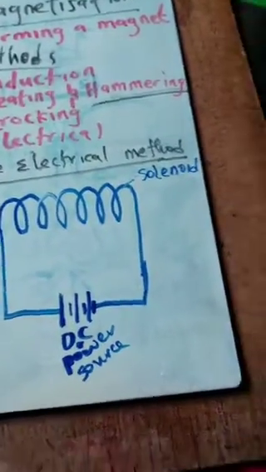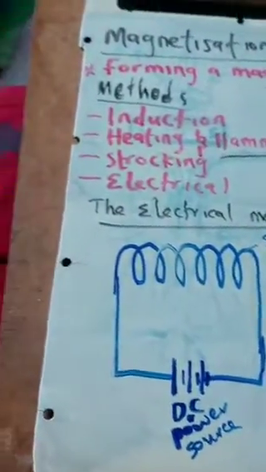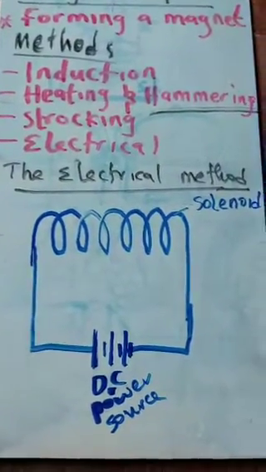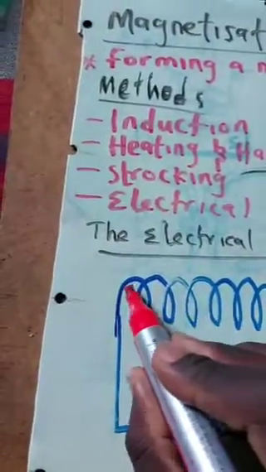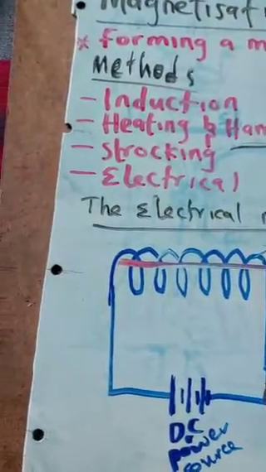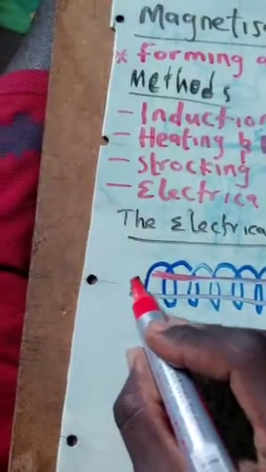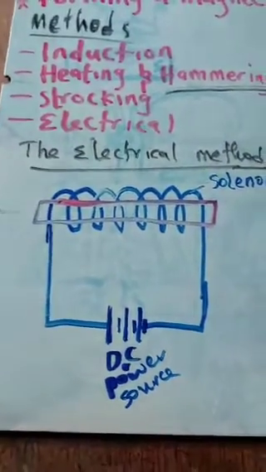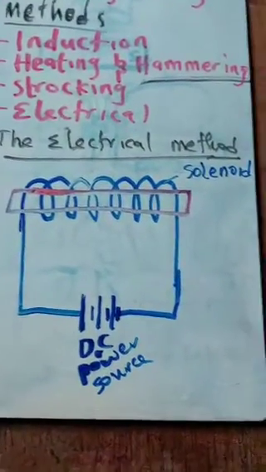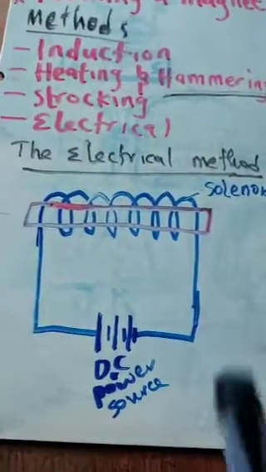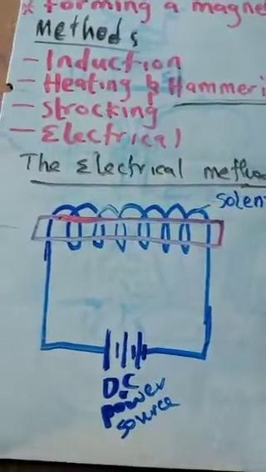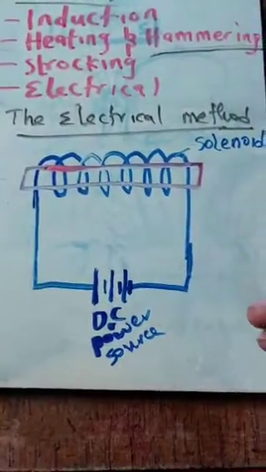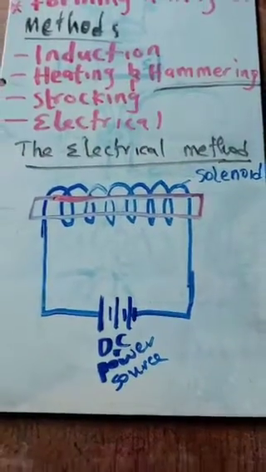So using the electrical method, get a coil of insulated copper wire, simply meaning get a solenoid, connect it to a DC power source and turn it on, in fact. And then place the magnetic material inside the solenoid. You put the material you want to turn into a magnet, place it inside, turn on the current. After a while, this magnetic material will become a magnet. That is all about the electrical method. But they do ask, what will be the poles? Which side will be north, which side will be south?